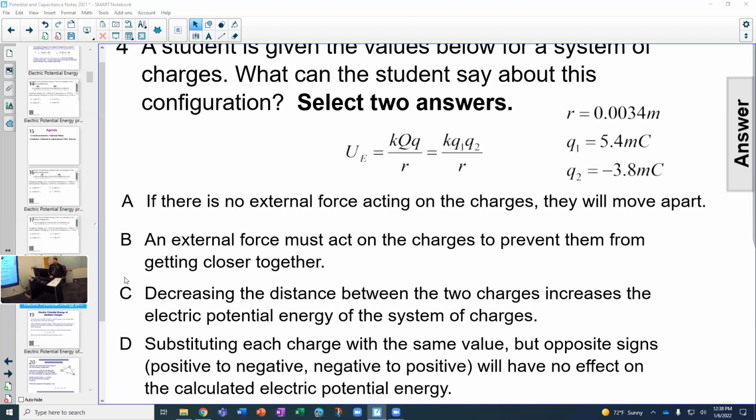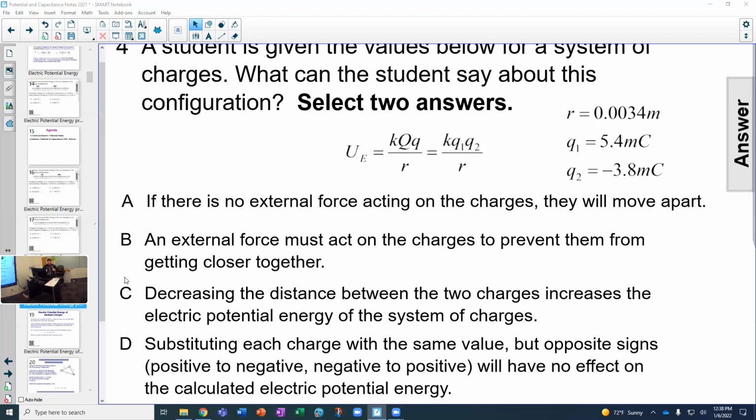And then D says substituting each charge with the same value but opposite signs. So you switch the positive to a negative, you switch the negative to a positive, will have no effect on the calculated electric potential energy. Well, that's true, because if they're still opposite charges, then that's still going to give you the same result. Right? And so B and D are indeed the correct answers. But C is pretty tricky, because if you purely look at it mathematically, it seems like that should make sense. So you have to think about it conceptually.